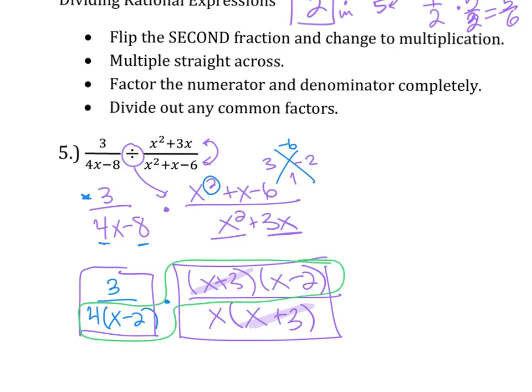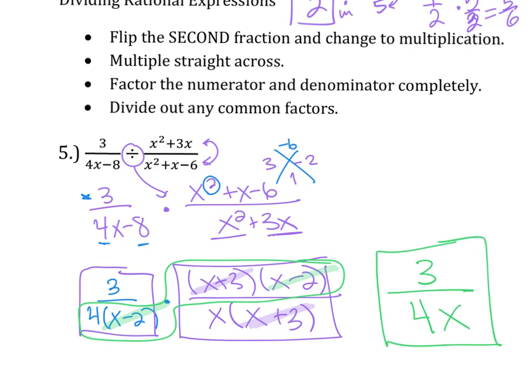Oh, look at that. I have an x minus 2 up at the top, x minus 2 in the denominator. They divide out to be 1. So what do we have left over in the top that I did not cross out? Looks like just a 3. In the bottom that I did not cross out, a 4 and an x. And if I did my job correctly, that should be my final answer. I should not have to simplify anymore.